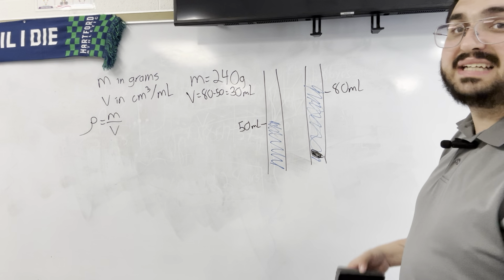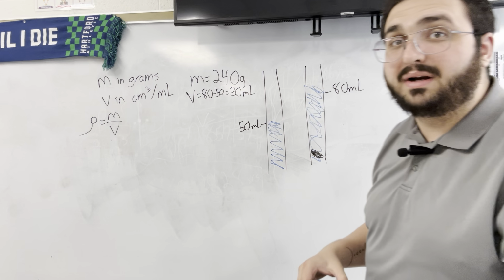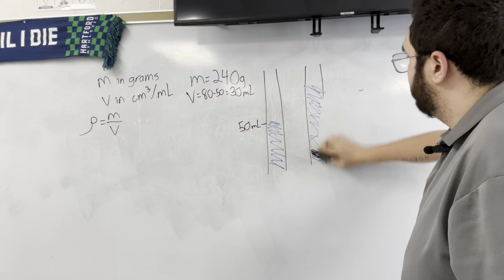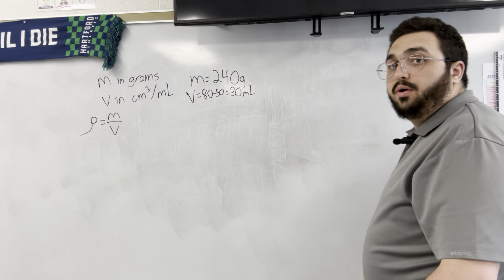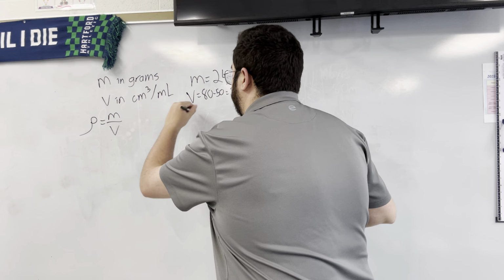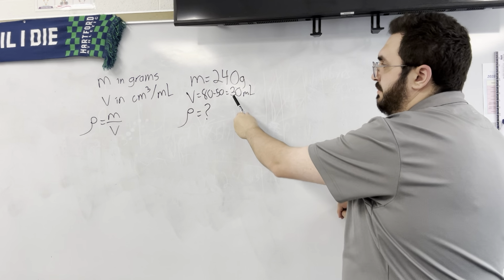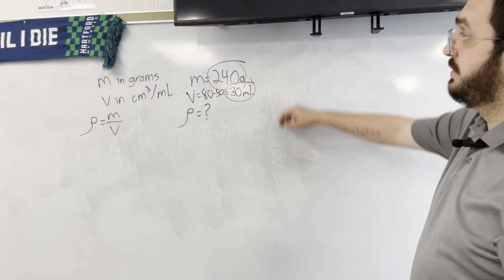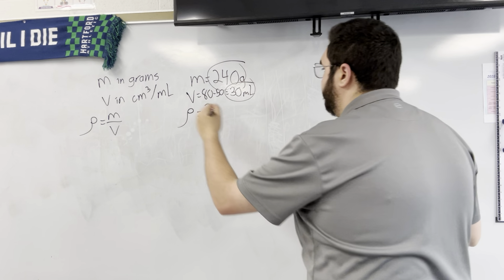So that's well and great and all, but let's actually get this calculation done now. Let's actually figure out how dense this object is, and more importantly, if it's going to sink or float in water. So erasing this, my formula is still right over here. Density is mass divided by volume. In this case, I don't know density, but I do know mass and I do know volume. My mass is 240 grams. My volume is 30 milliliters. So let's go ahead and plug in and solve.